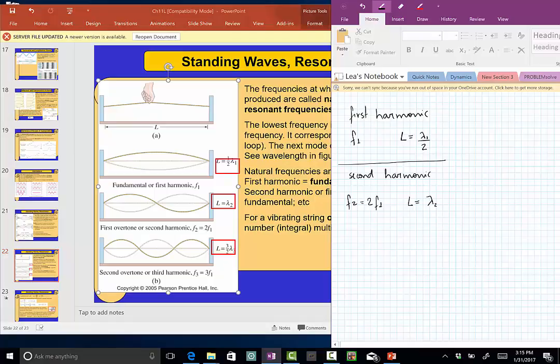So the whole length of my rope gave us a whole wavelength. Okay, let's continue. Third harmonic. For the third harmonic, the frequency is even larger than the second, even larger than the first. So the frequency for the third harmonic is 3 times the frequency of the first one.